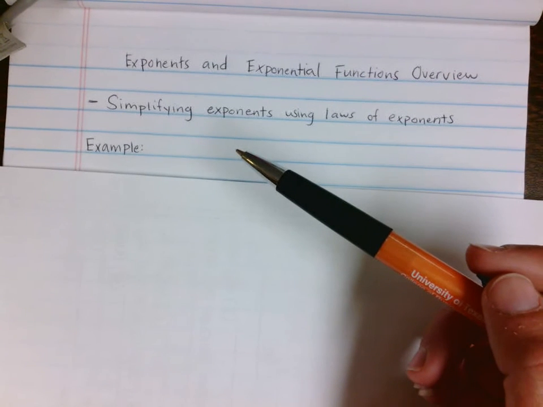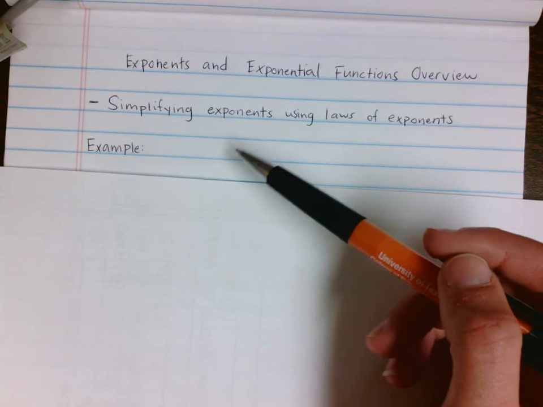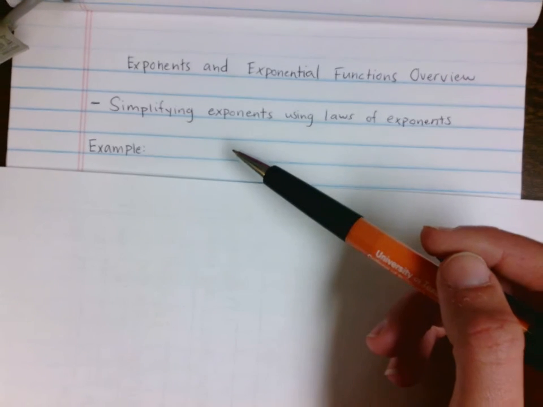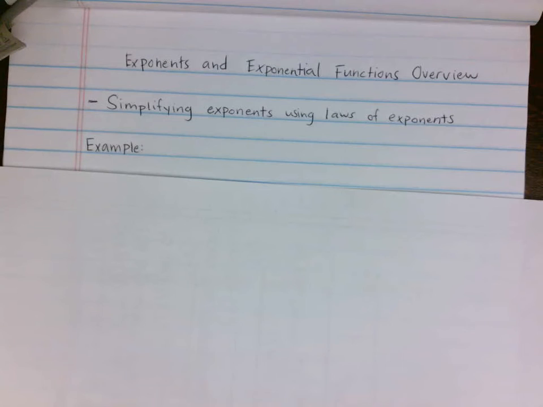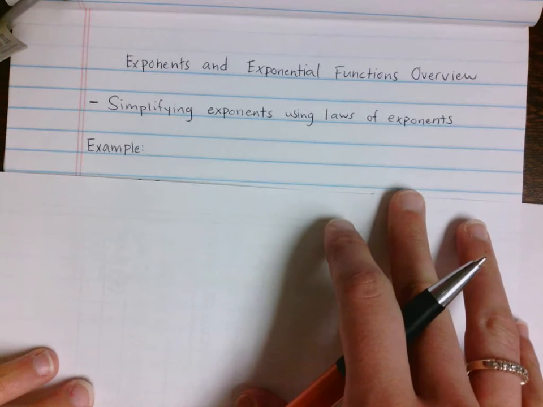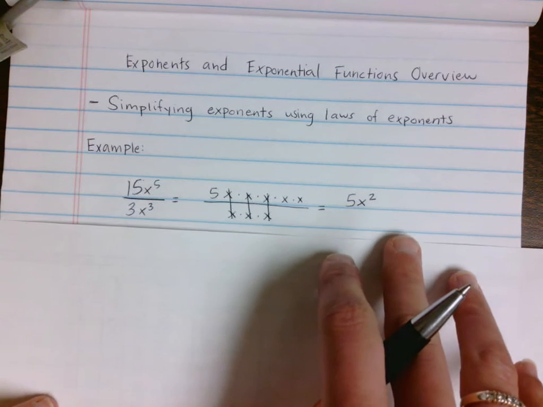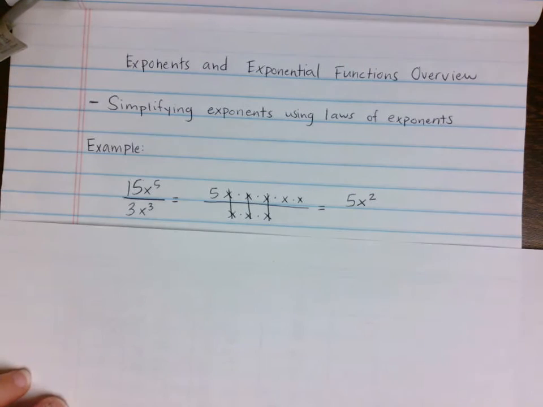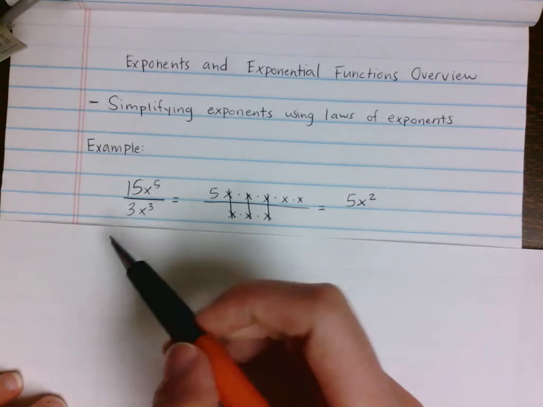The first big topic we talked about was simplifying exponents using laws of exponents. I gave you a little piece of paper that had the law of exponents on it, and you should have taped it into your journal. But here's an example, and I already walked you through this example. I will go back through.